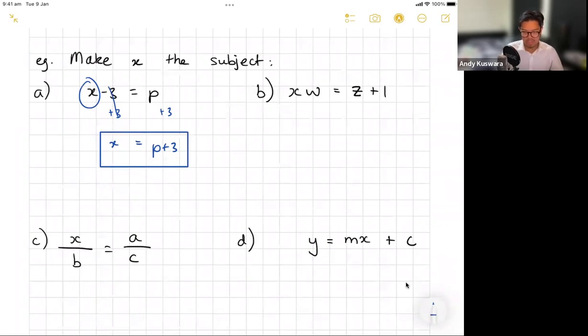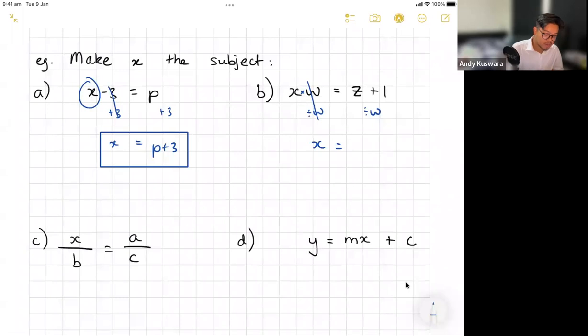We've got xw equals z plus 1. Now with xw here, that's x multiply w, right? It's a secret multiply. And again, if I'm trying to make x the subject, I want it on its own. So what I'm going to do is almost the opposite of times w, and the opposite of times w is divide by w. Right, and I do what I do to one side, I do to both. So times w, divide by w, that gives me just a singular x.